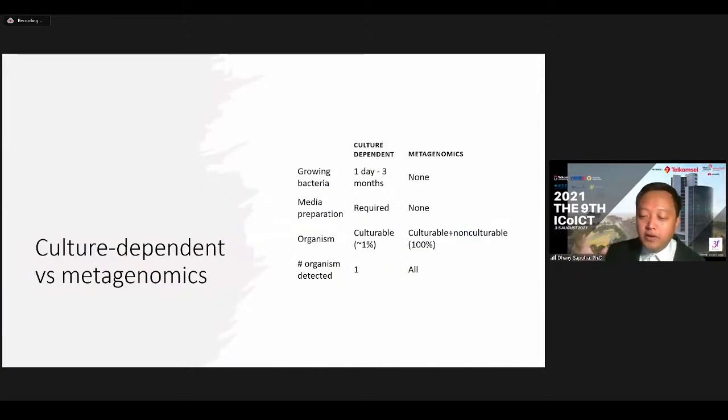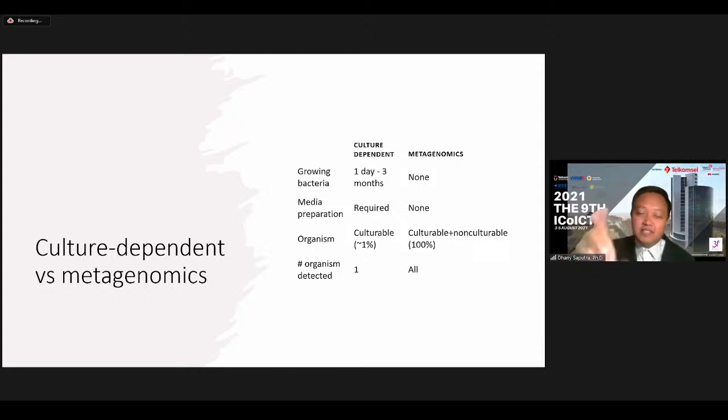Before I continue with metagenomics, I need to introduce you to culture dependent and culture independent methods. In culture dependence, the first two in a previous slide, it was taking 1 day to 3 months just to grow a bacteria. But with metagenomics, we don't need to do that. It's independent of culture. And we don't need media anymore. We just sequence it directly from the sample.